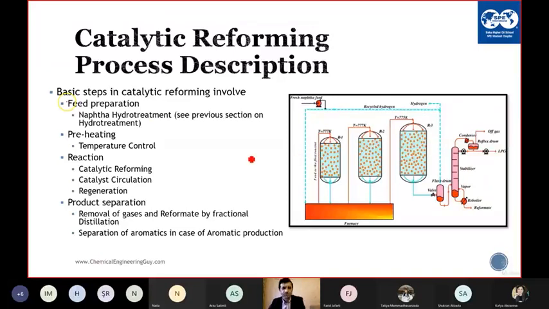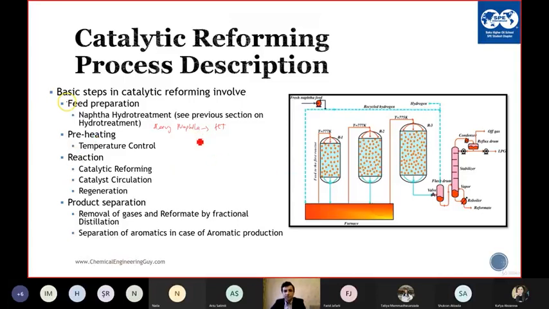Catalytic reforming process description. First we have the feed preparation, the naphtha hydrotreatment. Here we use the heavy naphtha, and it is sent to hydrotreatment. Hydrotreated heavy naphtha is sent to the reactor. Why do we hydrotreat it? Because the catalyst is so sensitive to sulfur content. We don't want sulfur in the reforming feed because it poisons the catalyst. And then we have the preheating, the temperature control, and the reaction.